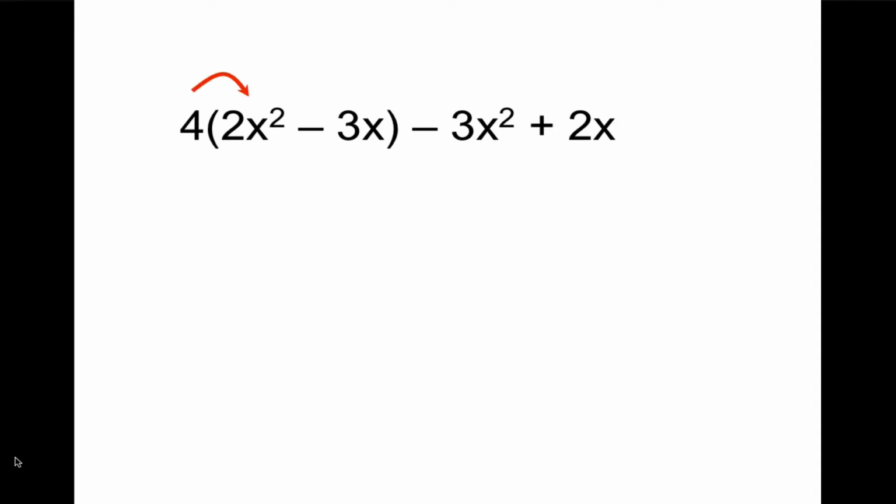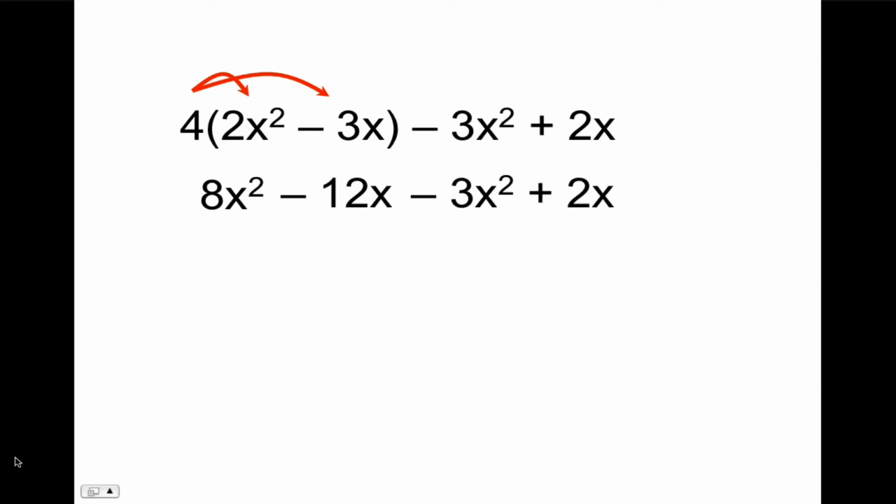Okay, so distributing the 4 times 2x squared equals 8x squared, and 4 times negative 3x equals negative 12x. Then we copy the rest of the problem, minus 3x squared plus 2x, and combine the terms that are like each other that have the same degree. So 8x squared minus 3x squared equals 5x squared, and negative 12x plus 2x equals negative 10x, right? Different signs subtract, take the sign of the larger, and that's our answer. I have 2 more examples for you to try on your own.